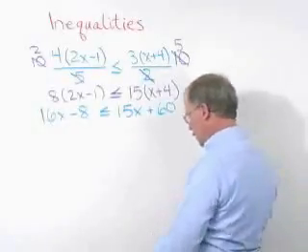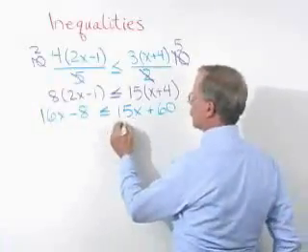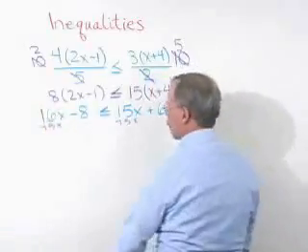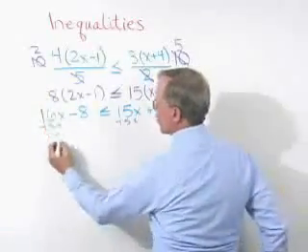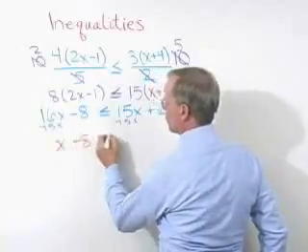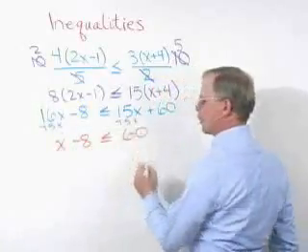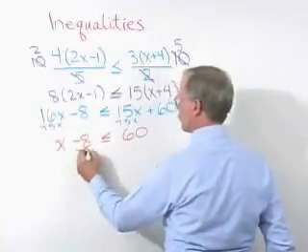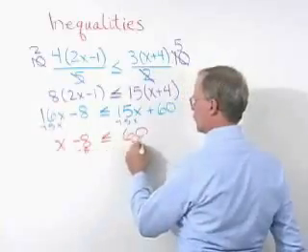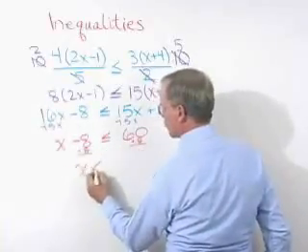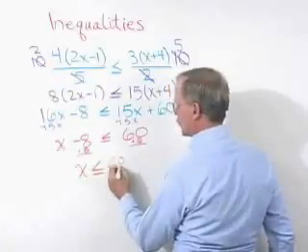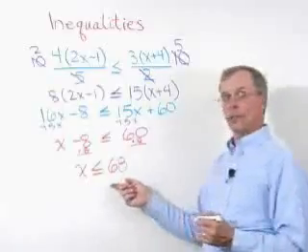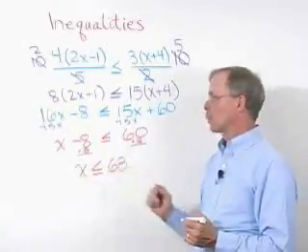Now let's subtract 15x from both sides. And we'll wind up with just x minus 8 is less than or equal to 60. So let's add 8 to both sides. And we'll have x is less than or equal to 68. This is the algebraic answer: x less than or equal to 68.